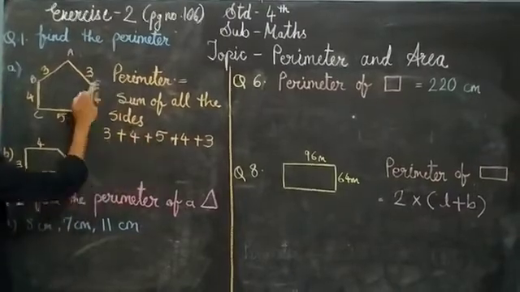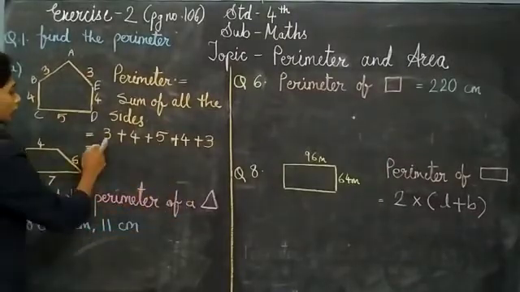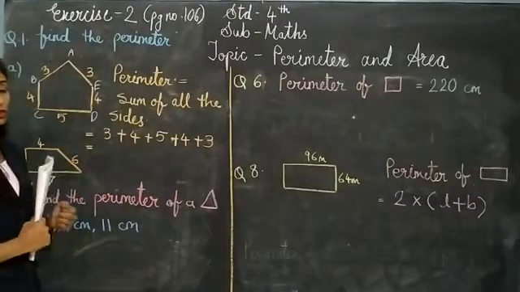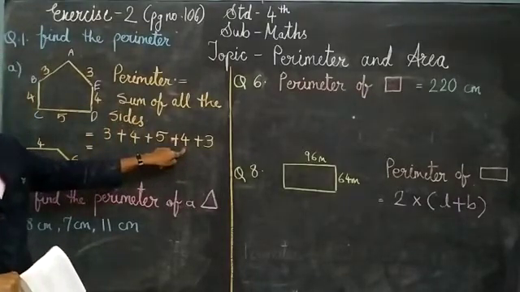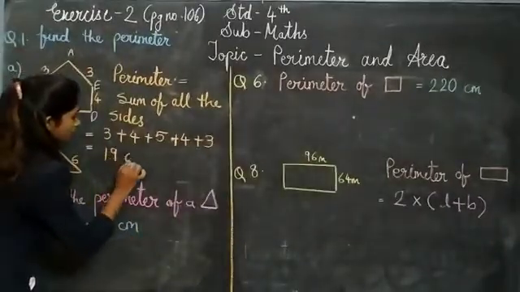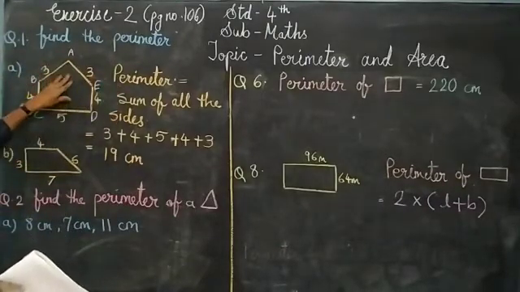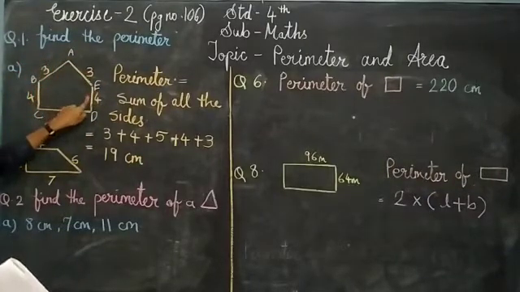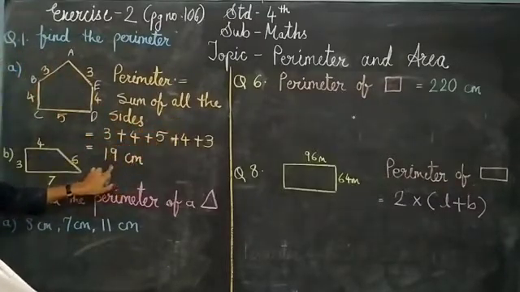DE is 4 centimeter and again AE is 3 centimeter. We have to add all of them together. So let us count it. 3 plus 4 is equal to 7. Then 7 plus 5 is equal to 12. 12 plus 4 is equal to 16 and 16 plus 3 is equal to 19. So our answer is 19 centimeter. Here you understand, children, for the perimeter of this figure we have to sum all the sides together. They have given the measurement for each side. We take these measurements, put them in the formula and we get our final answer.